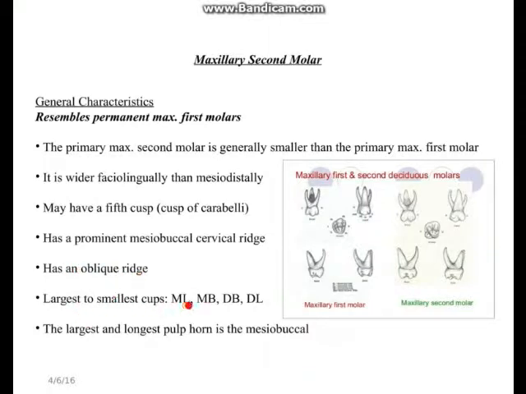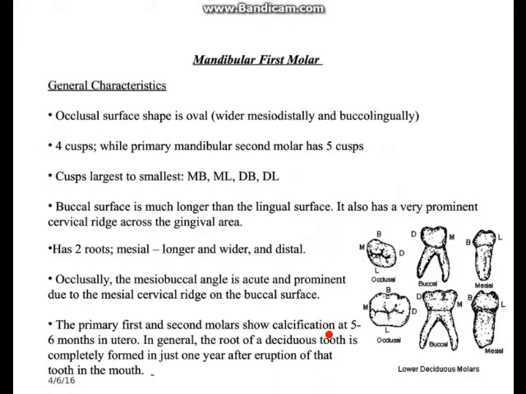Largest to smallest cusp is mesiolingual, mesiobuccal, distobuccal, distolingual. Distolingual is always the last one, okay, just keep that in mind. So the first largest cusp on the maxillary second molar is going to be mesiolingual, followed by mesiobuccal, distobuccal, distolingual. The largest and longest pulp horn is the mesiobuccal. So you just got to keep that in mind when doing restorative treatment on that tooth, not to have pulp exposure.